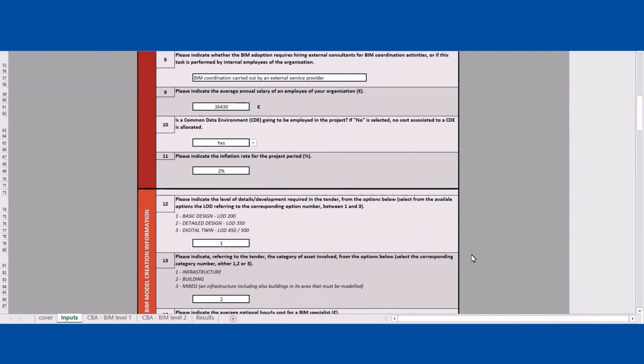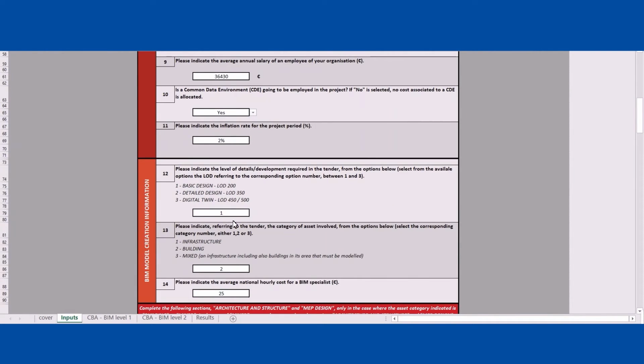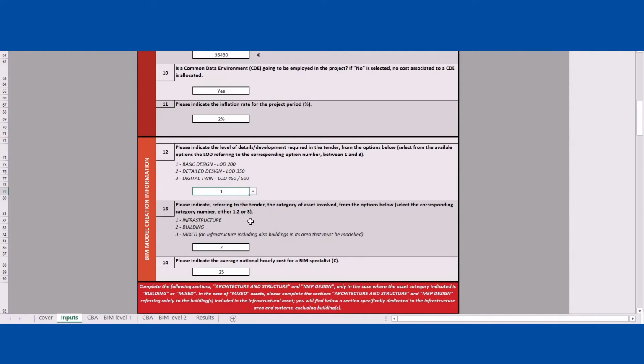Second section, BIM Model Creation Information. The second section, called BIM Model Creation Information, firstly requires us to indicate the level of detail of the model required in the tender. We select one corresponding to basic design.